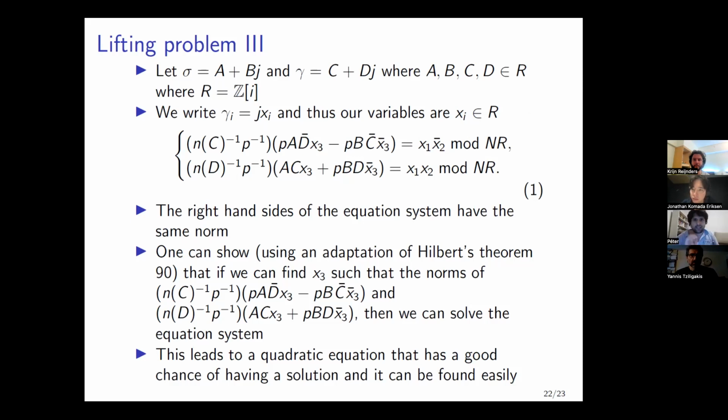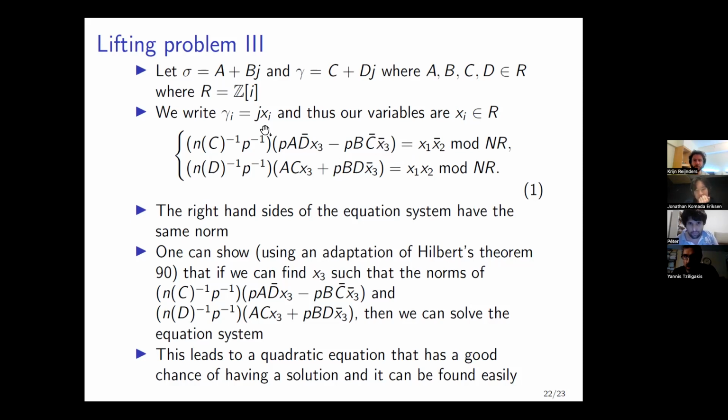And basically you can just worry about the less. So what we prove is that basically this will have a solution if and only if this quantity and this quantity have the same norm. If you look at what happens on the right-hand side, whatever x1 and x2 are, they always have the same norm.